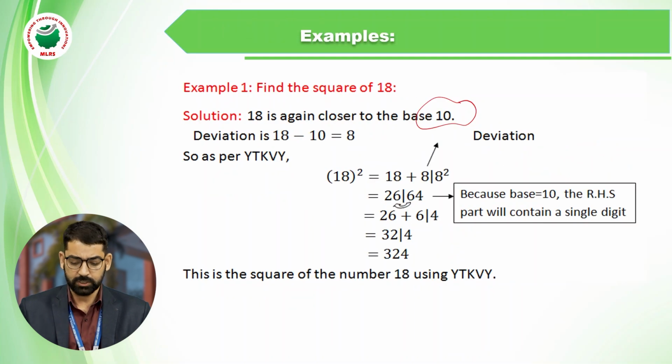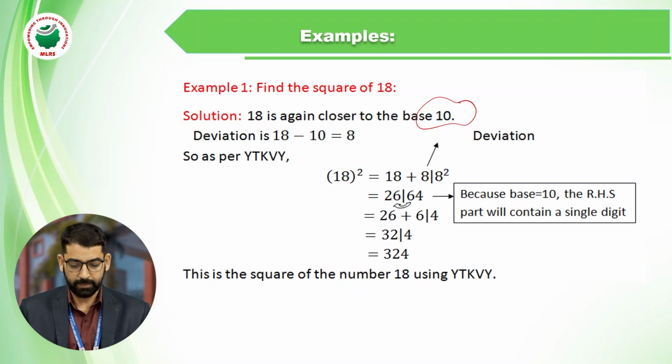Here only one thing is different, that is to the right hand side of the separator we have a 2-digit number, and 1 digit needs to be adjusted to the left, and we have added it to the 26 number, and then we are left with only a 1-digit number, that is 4. And when we add 6 to 26, that is 32, then we are left with 4, and that becomes 324, which is the square of the given number.